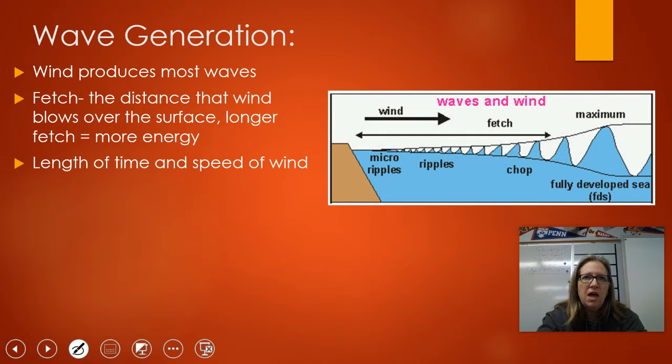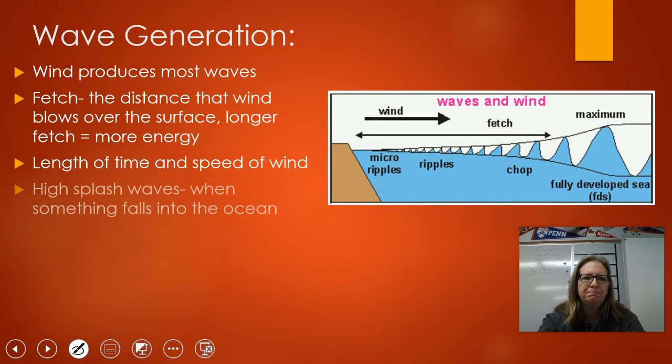But the length of time that the wind is blowing and the speed of the wind also has an effect on the waves, okay? If a single gust comes through, it'll cause a couple of little ripples, but it's not going to have a chance to really build on itself. If it's windy for a while, those waves are really going to be able to get big, and they don't go away once the wind stops. They keep traveling for a while, okay?